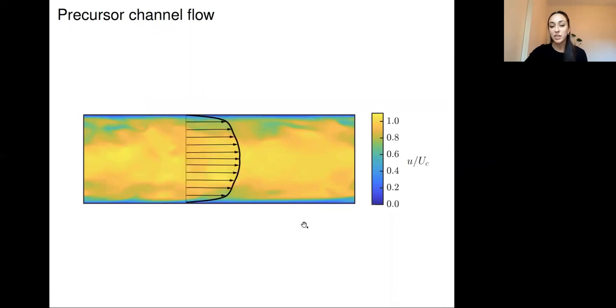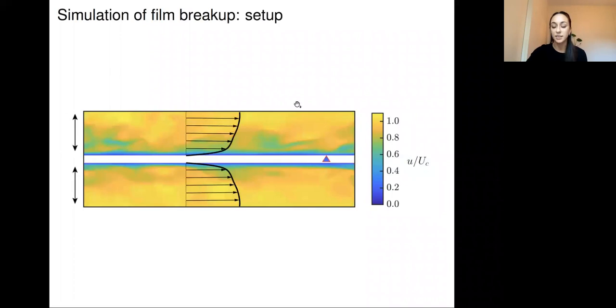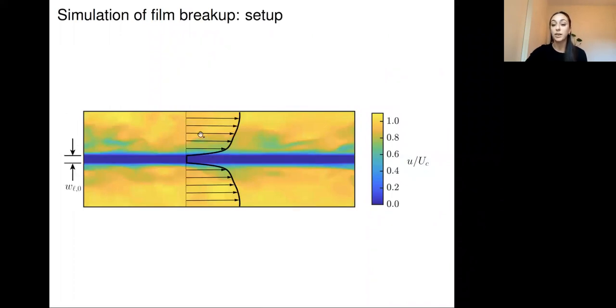Then we stop the simulation. We have our fully developed shear layer. We then split the velocity field in the middle like this. And then if we just watch this little triangle, I'm now going to invert these shear layers like so. And in the middle of here, this is where I'm going to place my liquid film, and it's going to have a starting thickness of WL0.